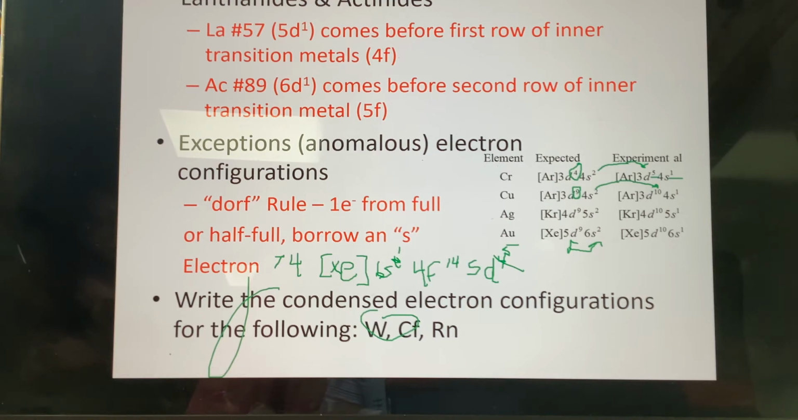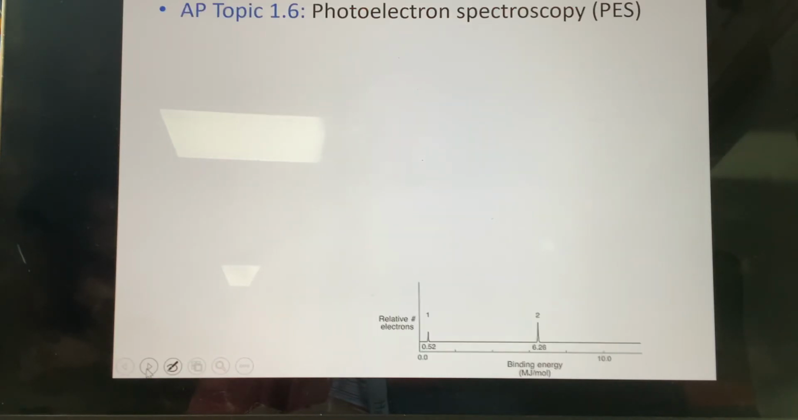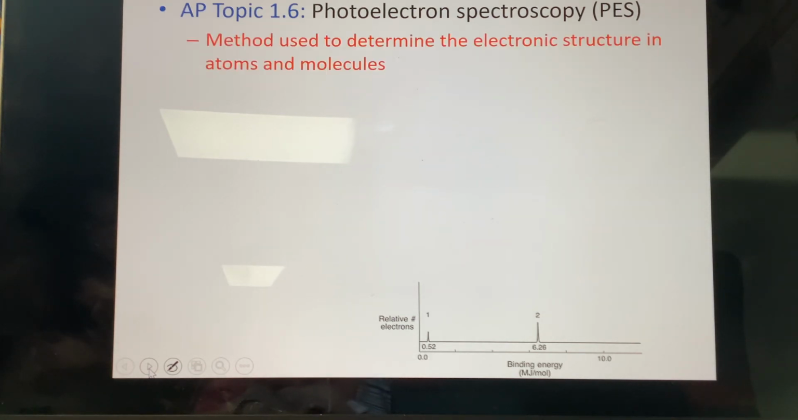Okay, so now on to the new stuff. This is stuff we have not done, and AP is really big on this. You will see a lot of stuff on this, and we'll do this a lot too. You have a whole extra practice worksheet to do today for what we call PES, or photoelectron spectroscopy. It's its own AP topic, but it's actually really easy. It sounds pretty tough, but it's very easy once you get the hang of it.